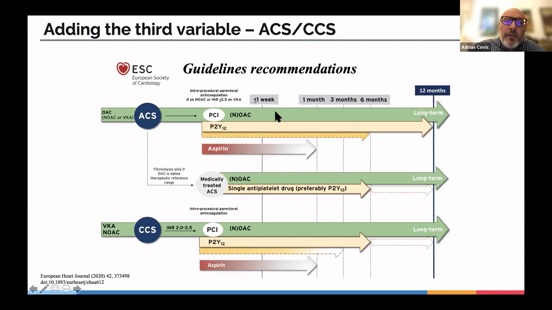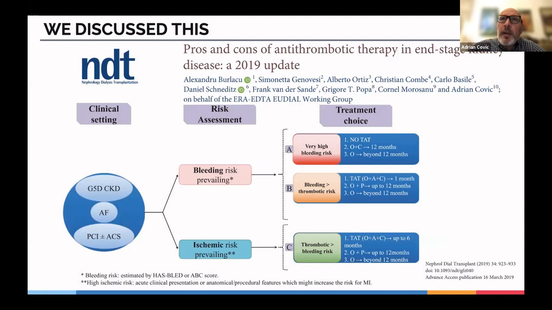Cardiologists will also have a discussion about what component of this triple therapy to use. Should we use this in our patient or in a patient with a left atrial appendage occlusion after the procedure? What should we use as antithrombotic? And here again, we have another publication on behalf of the EuDial group. This is, let's say, an expert opinion. We voted on this. We actually suggested to divide patients by risk assessment, and we were assessing what is prevailing, the bleeding risk versus the ischemic risk.